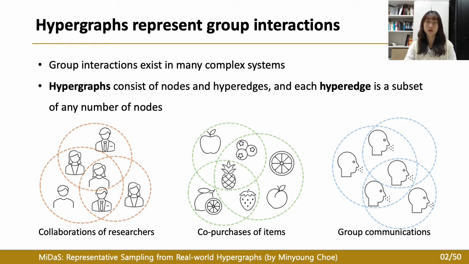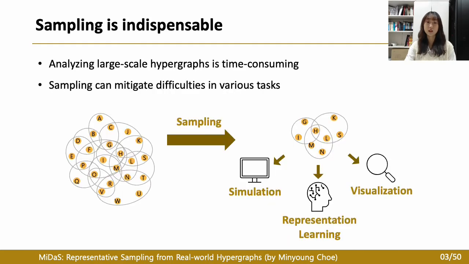Beyond the pairwise interactions, group interactions exist in many complex systems. Such complex systems are more accurately represented as hypergraphs than as graphs. Hypergraphs consist of nodes and hyperedges, and each hyperedge is a subset of any number of nodes. Since analyzing large-scale hypergraphs is time-consuming and often practically impossible, sampling would be indispensable for various tasks.